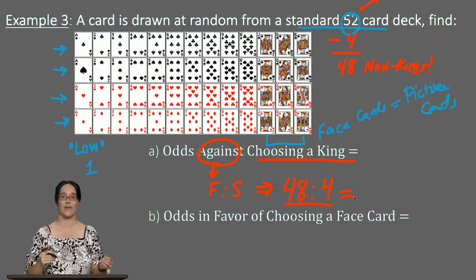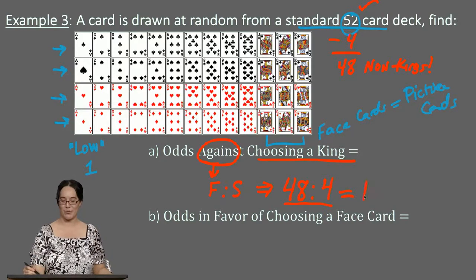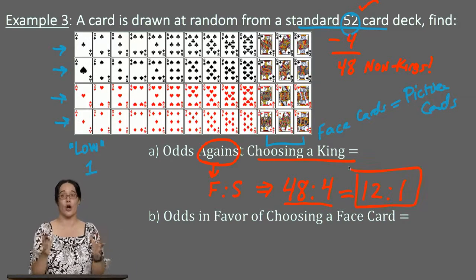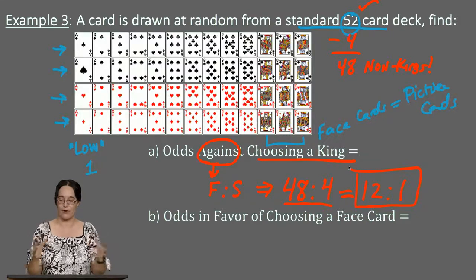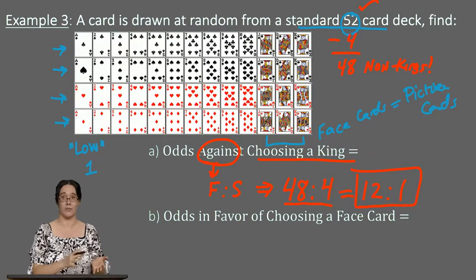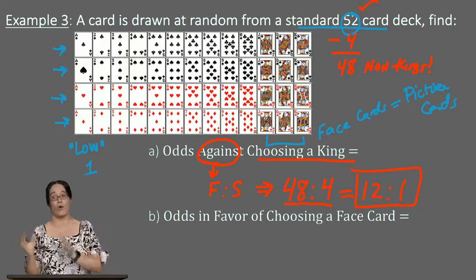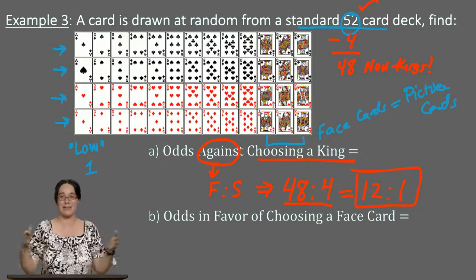If I notice that 48 and 4 are not only both divisible by 2, but they're both divisible by 4. That's right. 4 goes into 48 12 times. 4 goes into 4 1 time, which means for every 13 cards, if I shrink this down to scale, 12 of them are not favorable to me. 12 of them are not kings, and 1 of them is. Okay, just like what happens in a suit. All right, so 12 to 1.